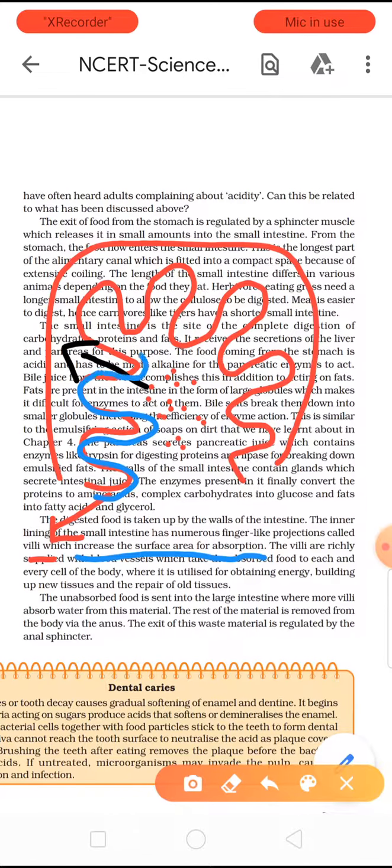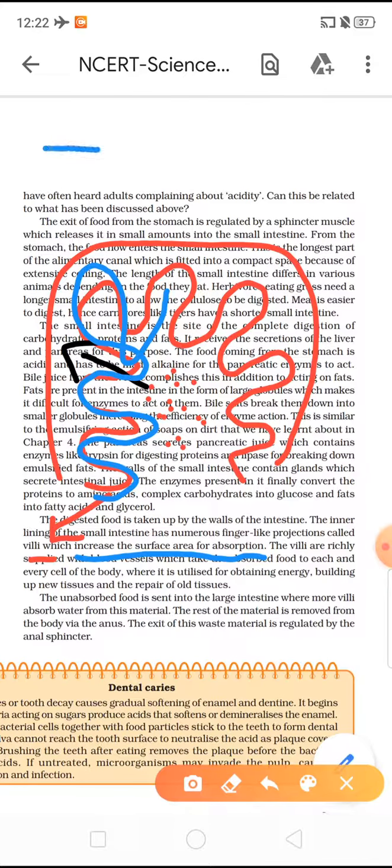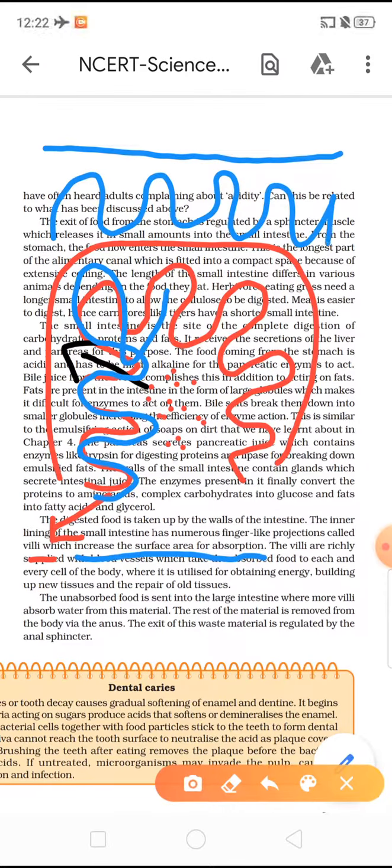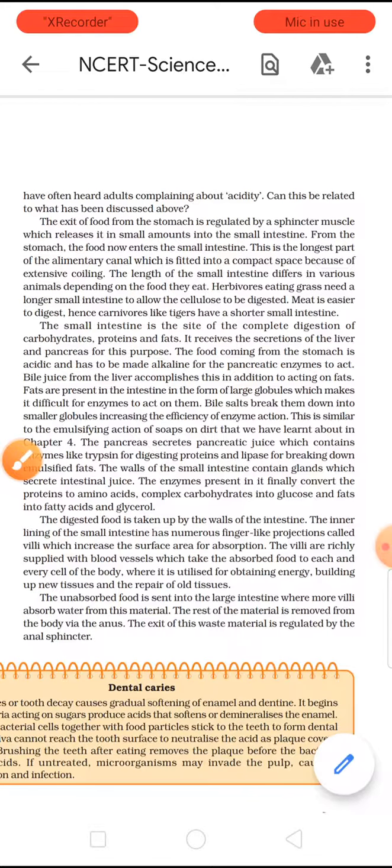The surface area gets increased if we are drawing a single line and if we are making it like this. So if we open this thing, it will cover a larger area. Same way, the villi will increase the surface area for absorption. So maximum, about 99.999% of the digested material, the digested food, is absorbed here.